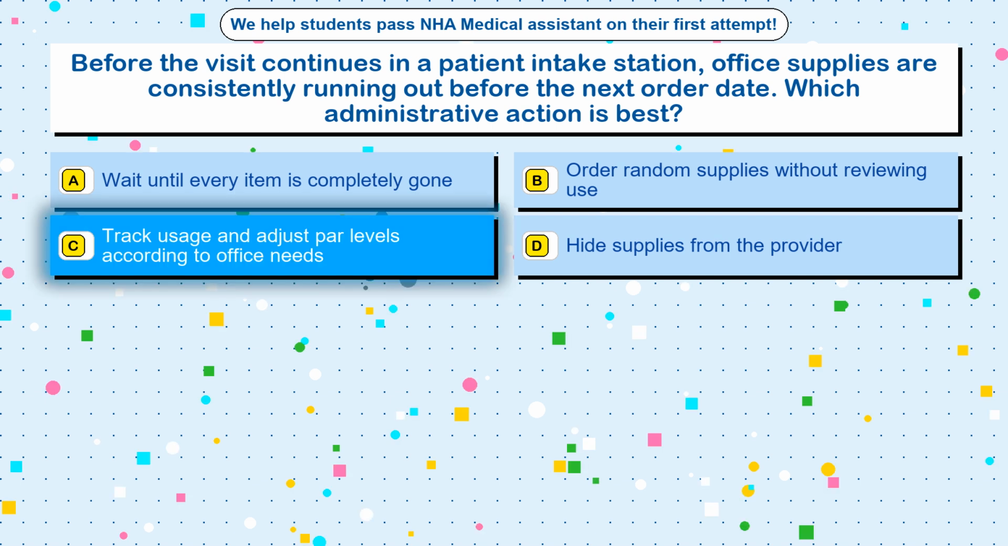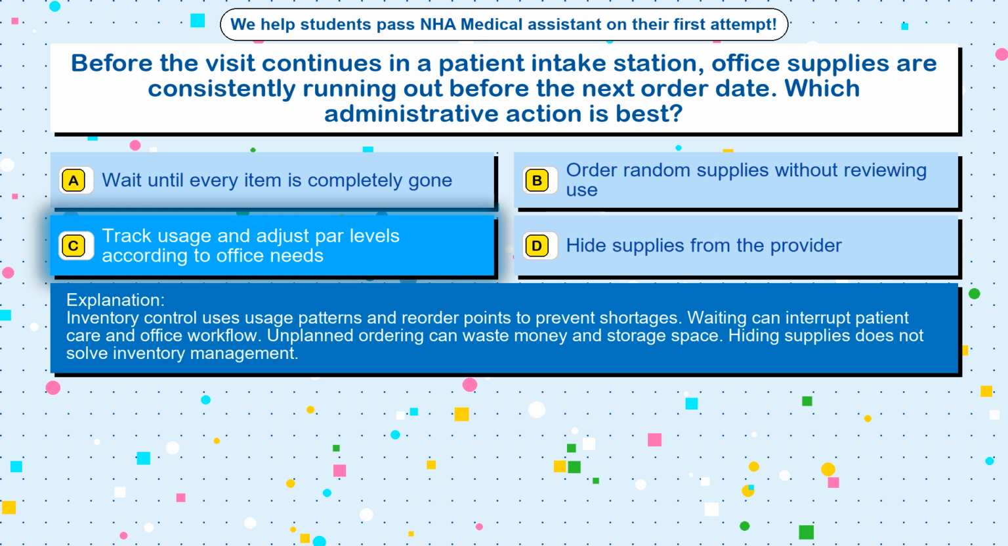The correct answer is option C, track usage and adjust par levels according to office needs. Inventory control uses usage patterns and reorder points to prevent shortages. Waiting can interrupt patient care and office workflow. Unplanned ordering can waste money and storage space. Hiding supplies does not solve inventory management.